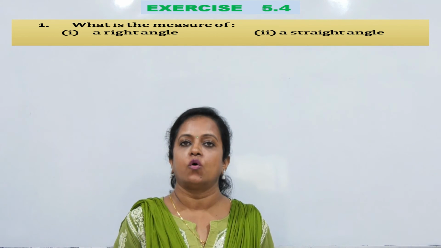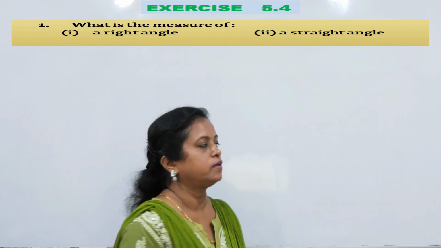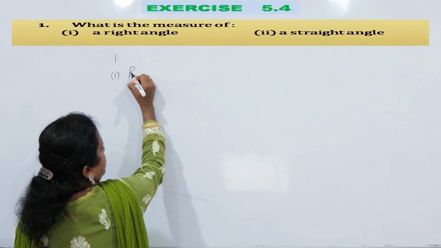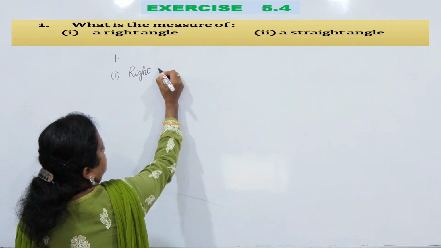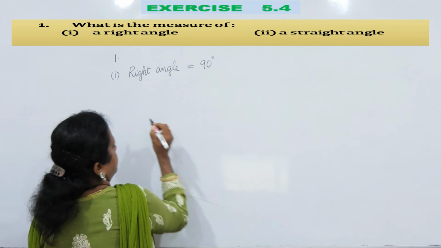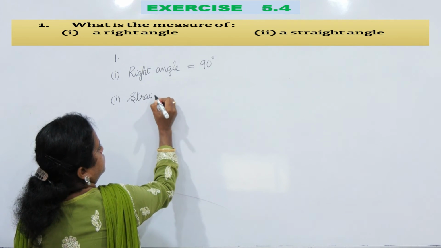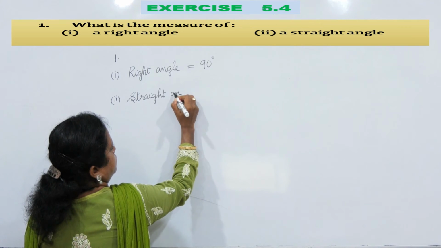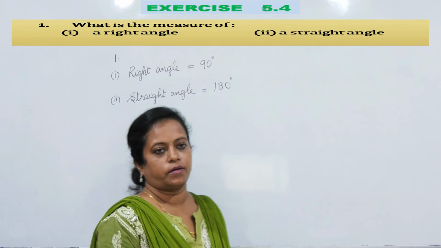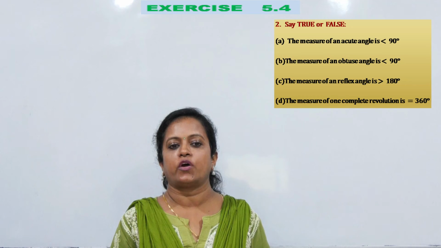The first question reads, what is the measure of a right angle? And the second part is the measure of a straight angle. So the answer for the first question, the first part, the measure of a right angle, the measure will be equal to 90 degree. And the second part, straight angle, the measure will be equal to 180 degree.